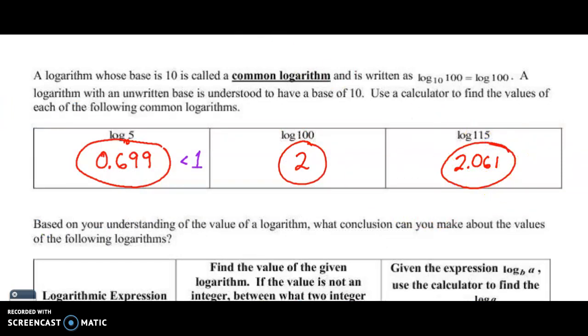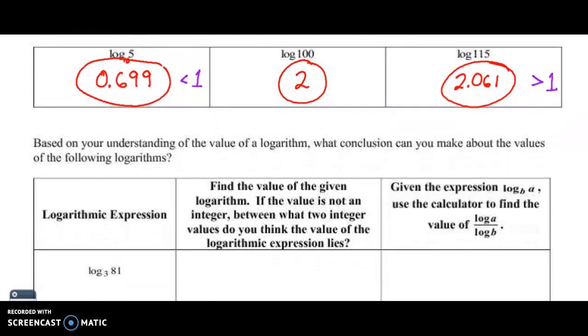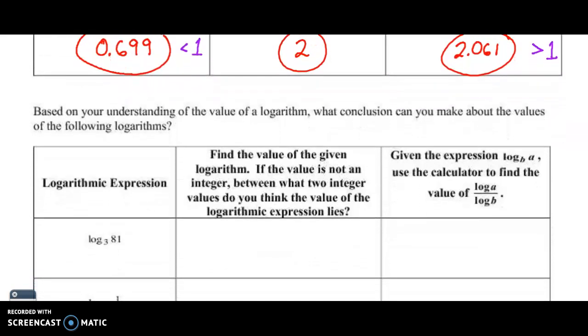But we can confirm that that makes sense because our base of 10 is smaller than the argument, so we should get an answer that's larger than 1. That's all I'm trying to get out of that concept.